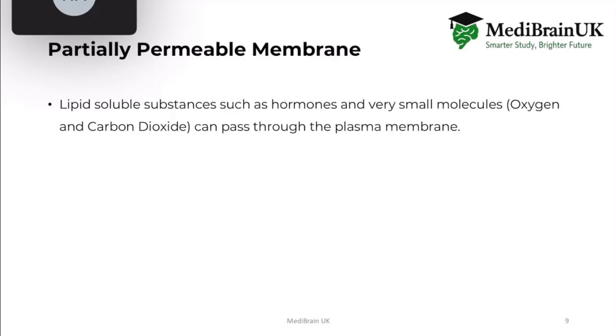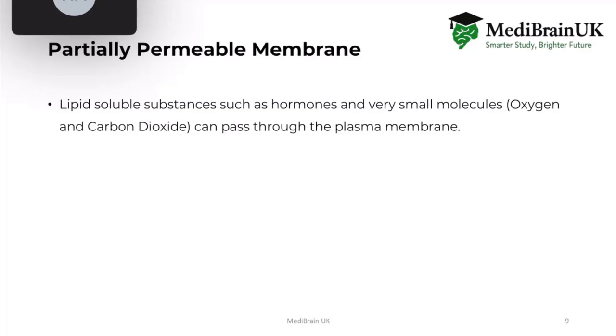So, partially permeable membrane. We know from GCSE that exchange across a membrane, osmosis for example, and diffusion occurs across a partially permeable membrane. Across the membrane, we know that there are phospholipids. The phospholipids will allow lipid-soluble substances to diffuse across. And that's basically what this is saying. The plasma membrane is made up of a partially permeable membrane, and what that actually means is that phospholipids are on the plasma membrane.